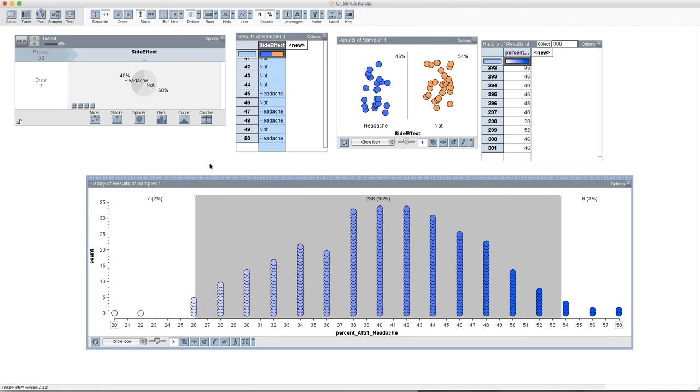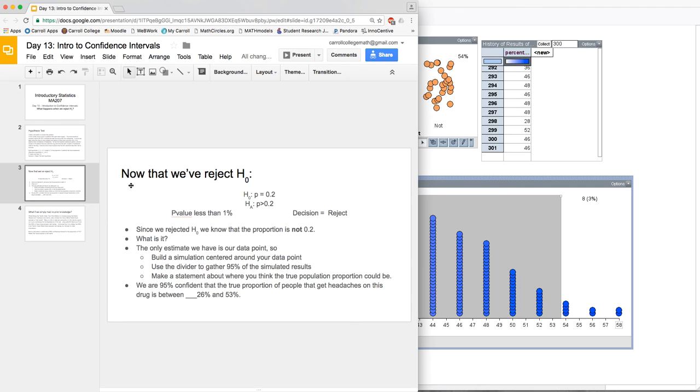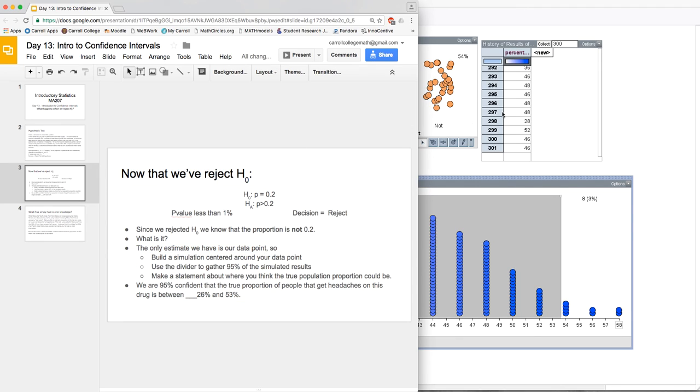All right, I hope this helps you understand what we're doing with the confidence interval. There are many different situations where you would have a confidence interval, but basically it's when you only have your data point and you want to make an estimate. All right, have fun, be safe out there in stats land.